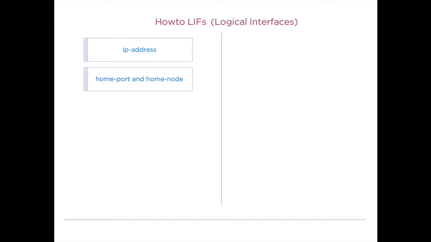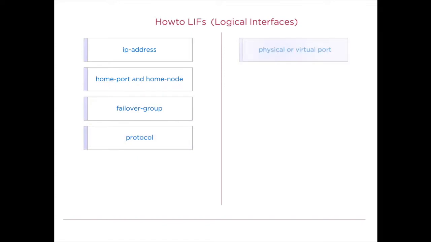So we'll have a look at the IP address, we check the home port and the home node of a LIF. Also, we'll have a look at the failover group and the supported protocols at LIF level. So a LIF is configured upon a port, which may be a physical port or a virtual port. Ports were discussed in the ports how-to. In this tutorial we'll simply create a LIF on VLAN ports.